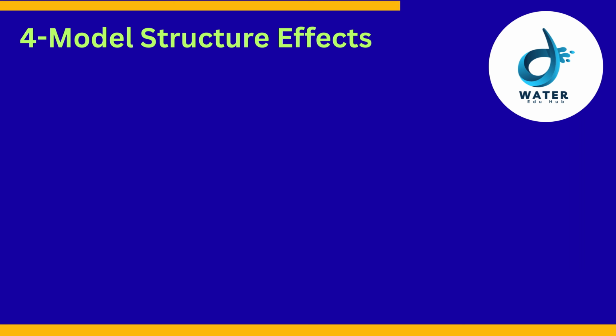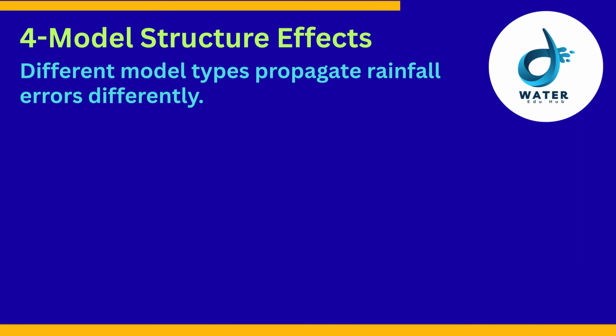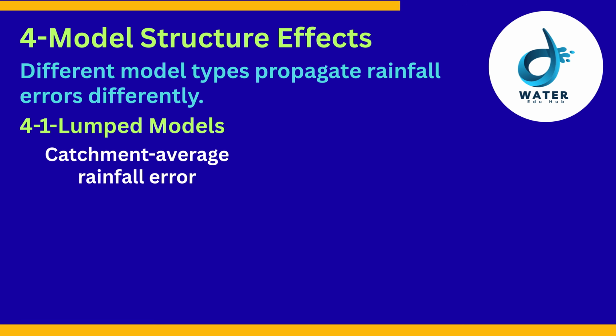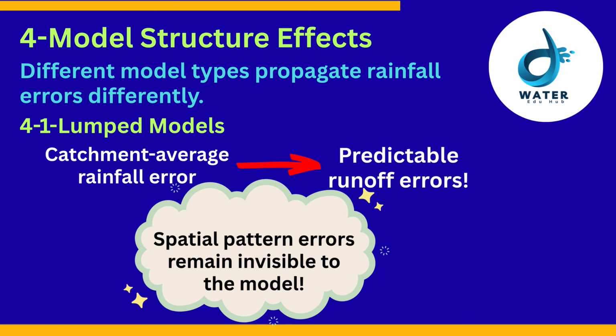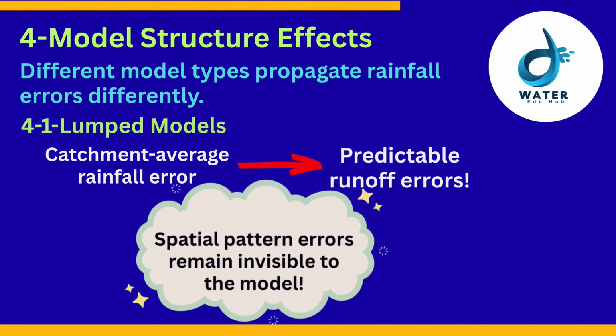Then come the model structure effects. Different model types propagate rainfall errors differently. Lumped models have a simple error propagation. Catchment average rainfall error could produce predictable runoff errors. However, spatial pattern errors remain invisible to the model.